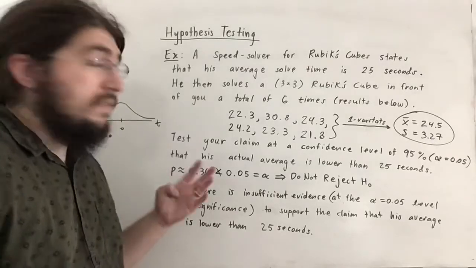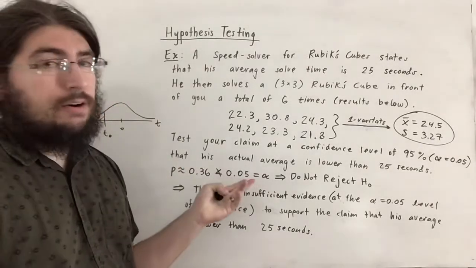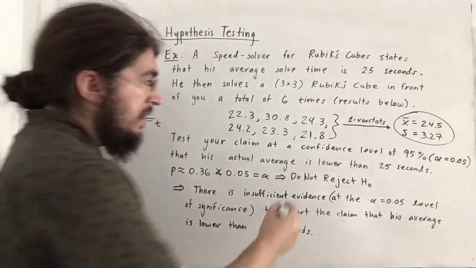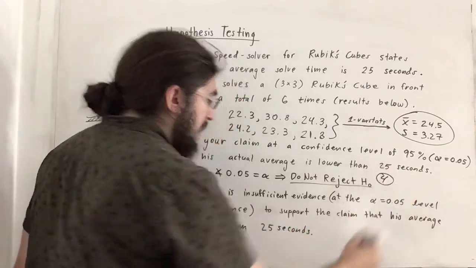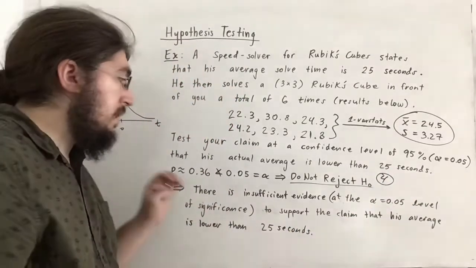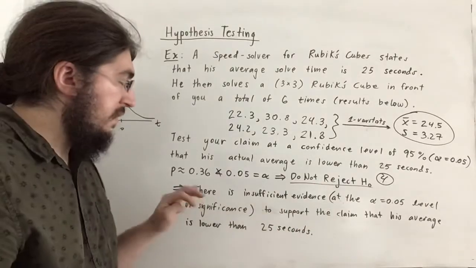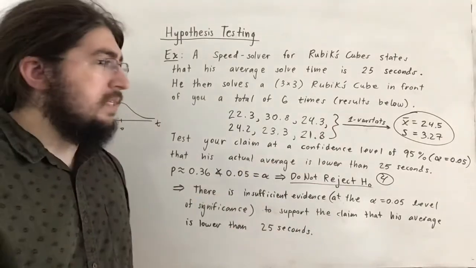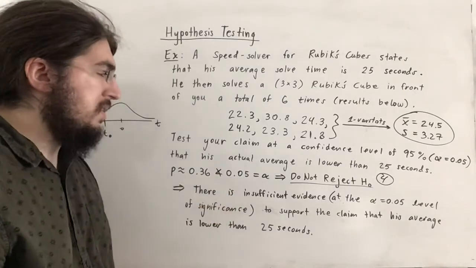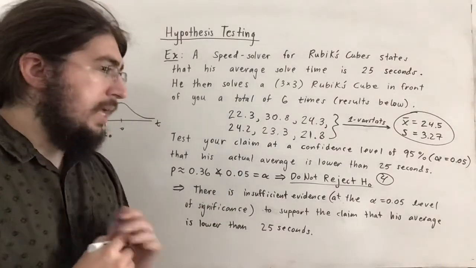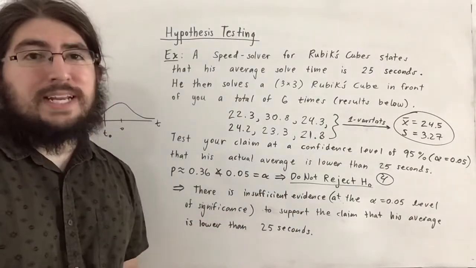All right, so where we left off was we found p. It was about 0.36. That's not less than our level of significance, 0.05. So we do not reject h naught, and remember this is really step 4 of the process. And this implies that there is insufficient evidence at the alpha equals 0.05 level of significance, or you could say we're 95% confident that this is the case, that there's insufficient evidence to support the claim that my average is lower than 25 seconds.